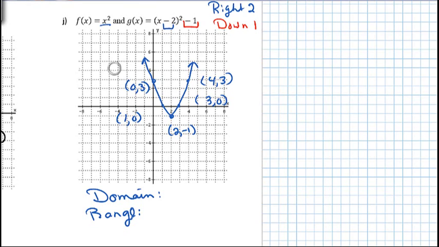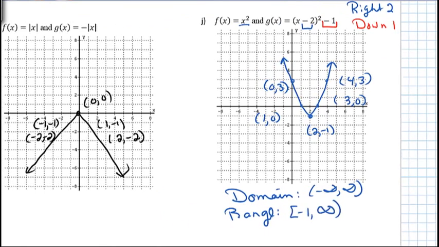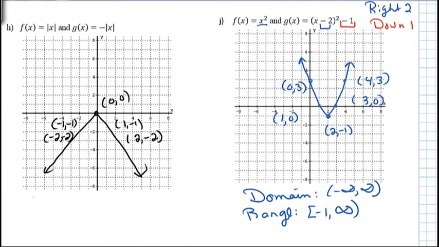The domain for this, so this goes to the left forever and to the right forever, so it's negative infinity to infinity. The range, the very smallest it could be is negative 1, and it includes negative 1, so we use a square bracket there, and then it goes up forever, so that's positive infinity. And the domain and range on this graph. So the domain, it goes to the left forever and to the right forever, so that's negative infinity to infinity.